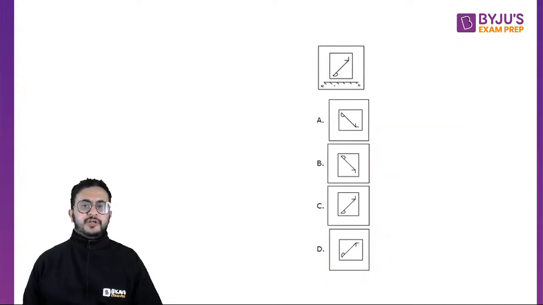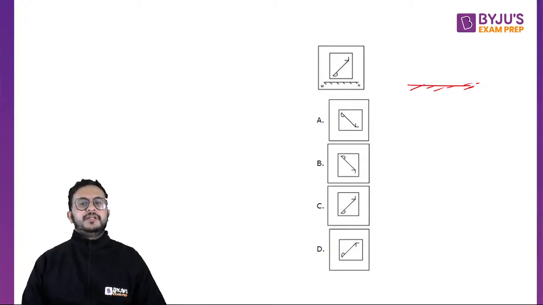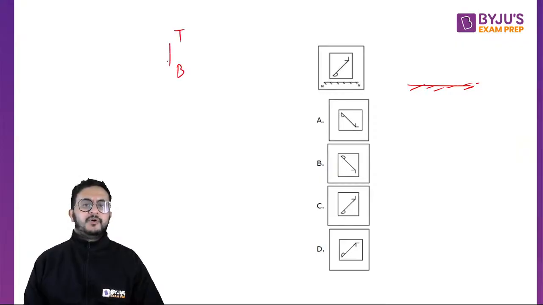Now this is a problem on water image. You have to find the water image of the figure because the mirror is given like this, so it means that you have to vertically invert it. In water image what happens is top becomes bottom and bottom becomes top. Left and right will remain the same.